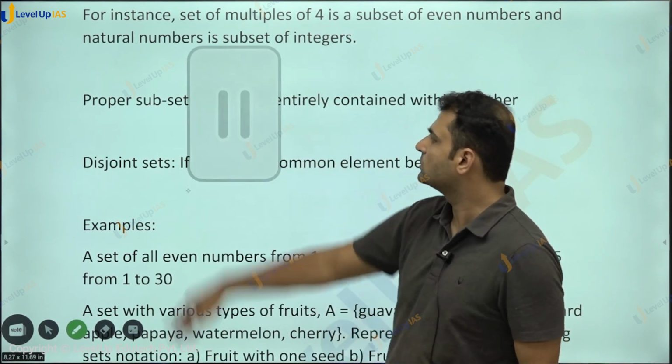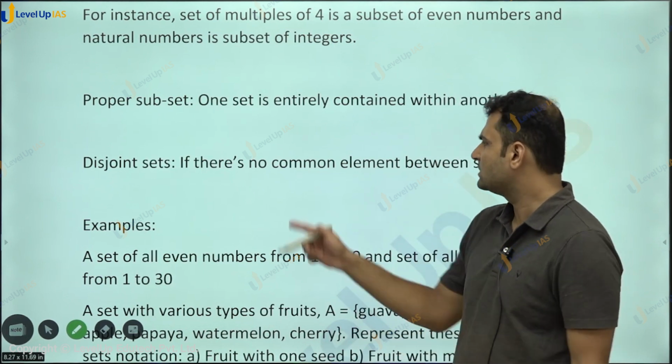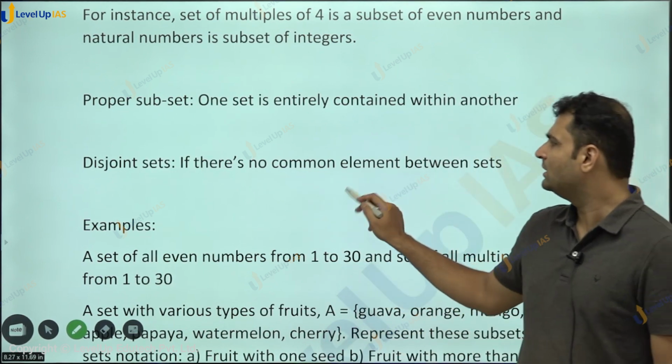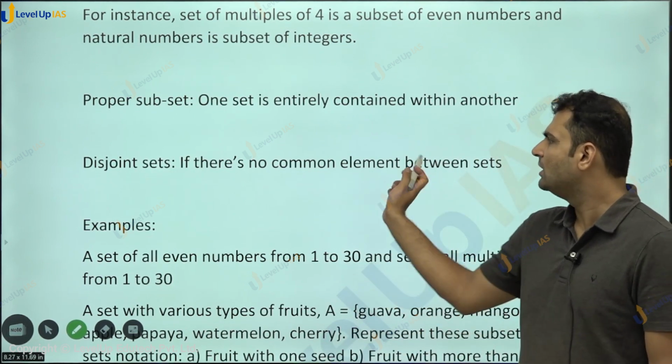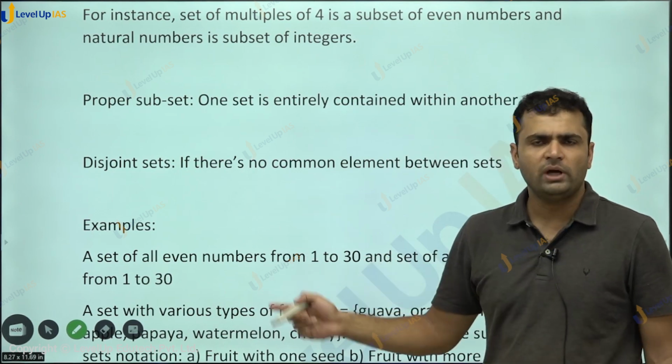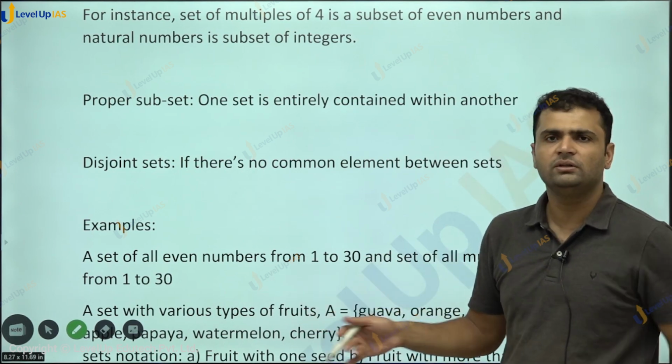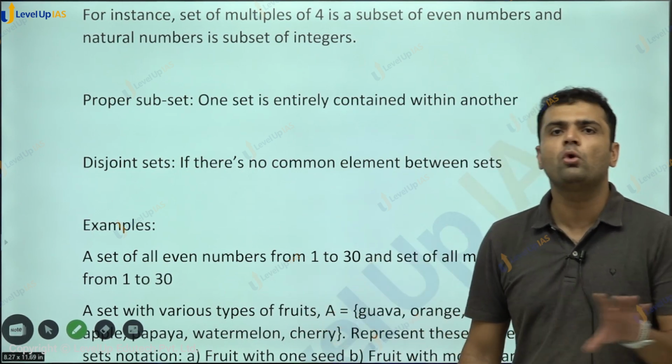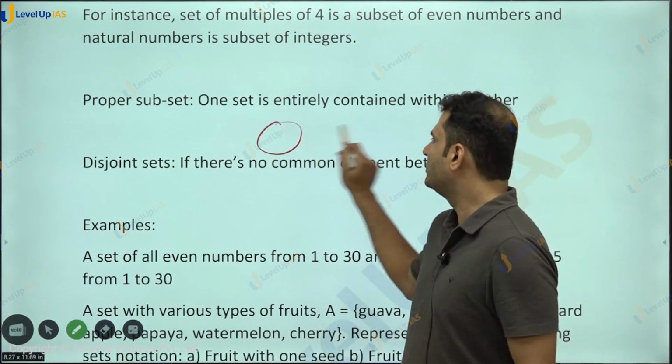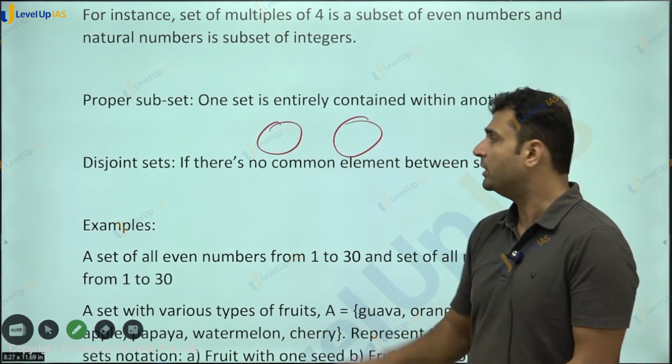That is proper subset. Disjoint sets. If there is no common element between the sets, then they are disjoint sets. For example, 1, 2, 3, 4, 5 and 7, 8, 9, 10, 11. These two are disjoint sets. There is no common element. It can be represented like this. There is no common element.